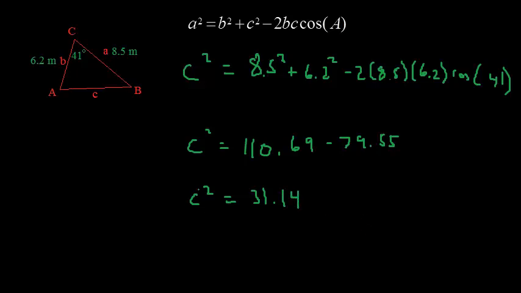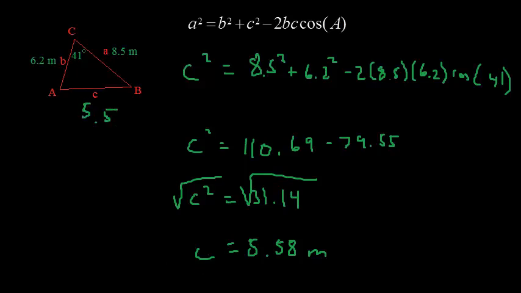I now subtract those two, and C squared is equal to about 31.14. Now to find C, I have to take the square root of both sides, and I find that C is equal to about 5.58, and my units are in meters. So I have C is 5.58 meters.